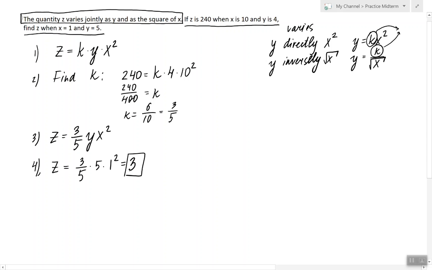So all variation problems are very similar. Step 1, use verbal description of the relation to write the formula with the unknown coefficient of variation. Step 2, use the data to find the coefficient of variation. And step 3 would be to put the formula together. Step 4, use the given values to find the desired value.